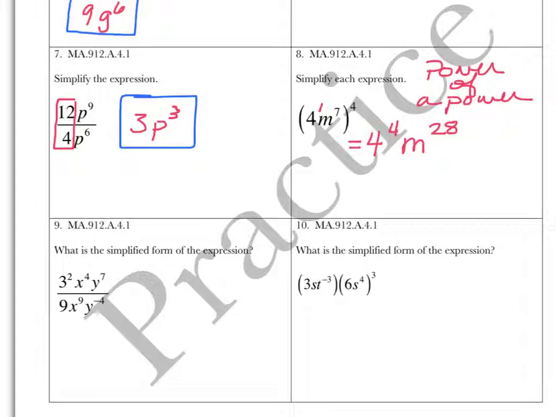So the next step to simplify this, I don't want to leave that 4 to the 4th power because that's a small enough number that we can multiply it out. So 4 times 4 times 4 times 4 is equal to 256. So I just simplify that piece out, 256 m to the 28th power. Final answer.